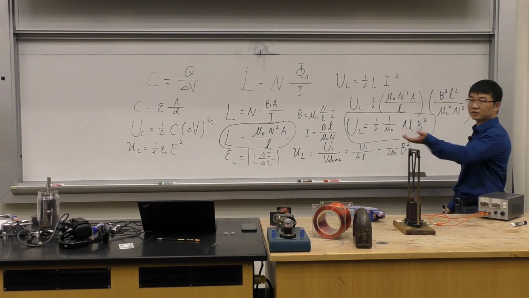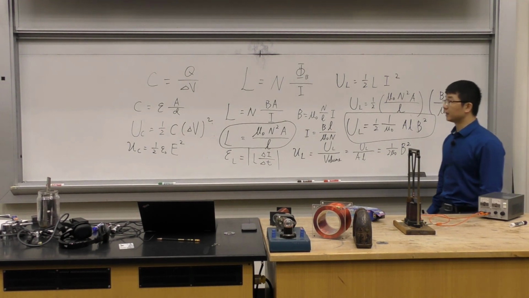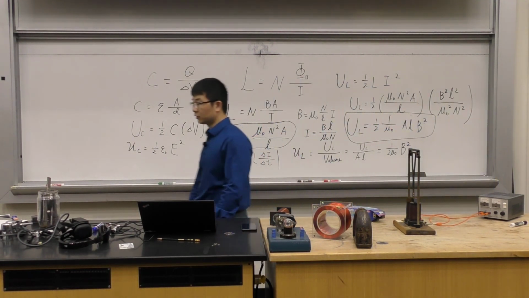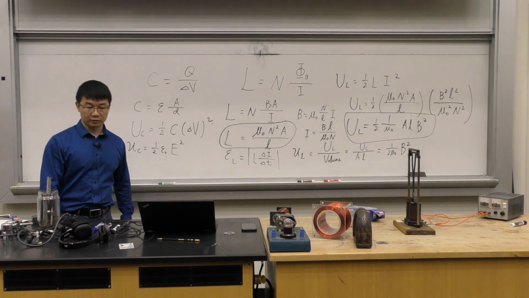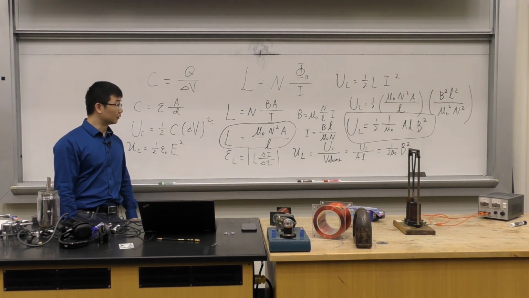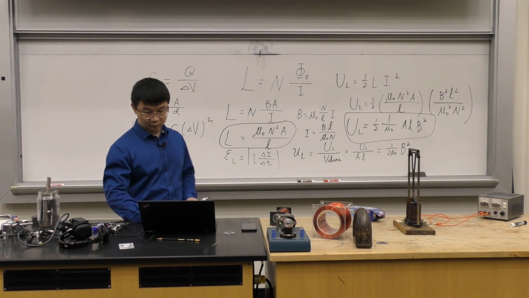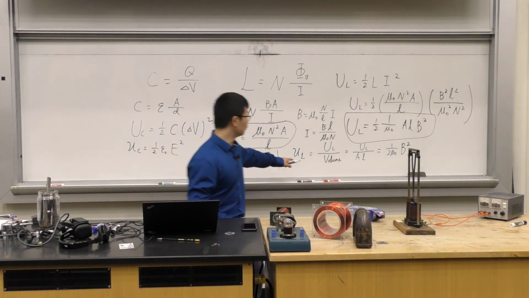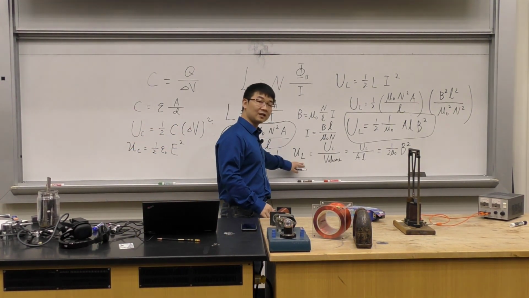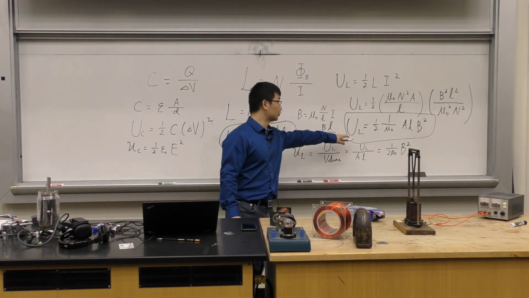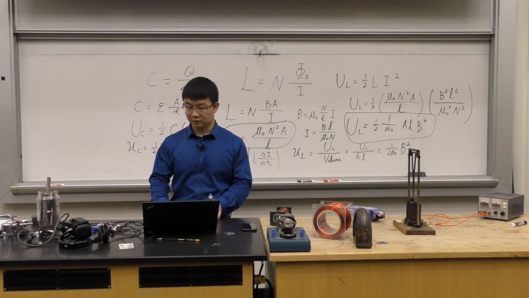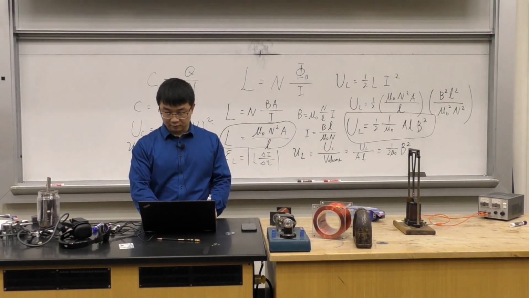You see, there are a lot of connections between E and M. So that's why at the end, we can unify them in one theory. Okay? So this is called magnetic field energy density. This is called magnetic field energy, okay? So don't get them mixed up. All right, I'm going to stop here.